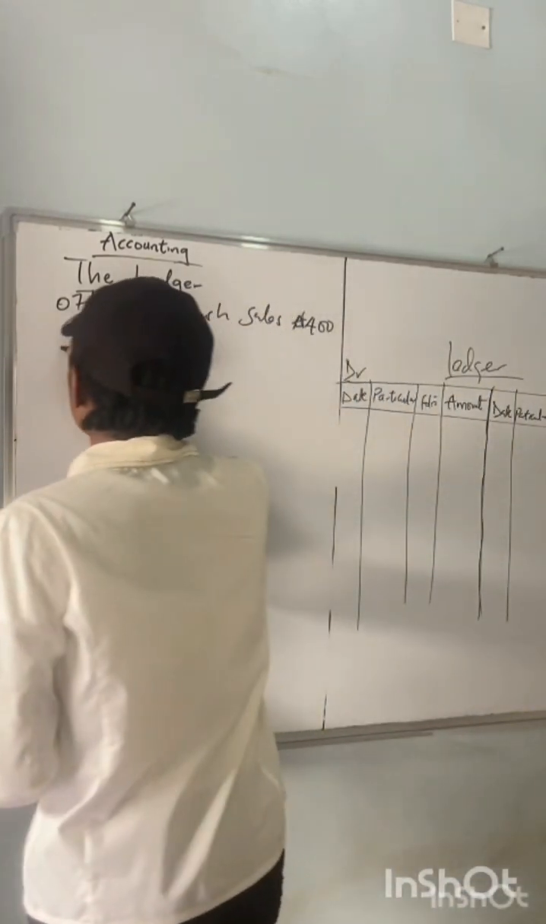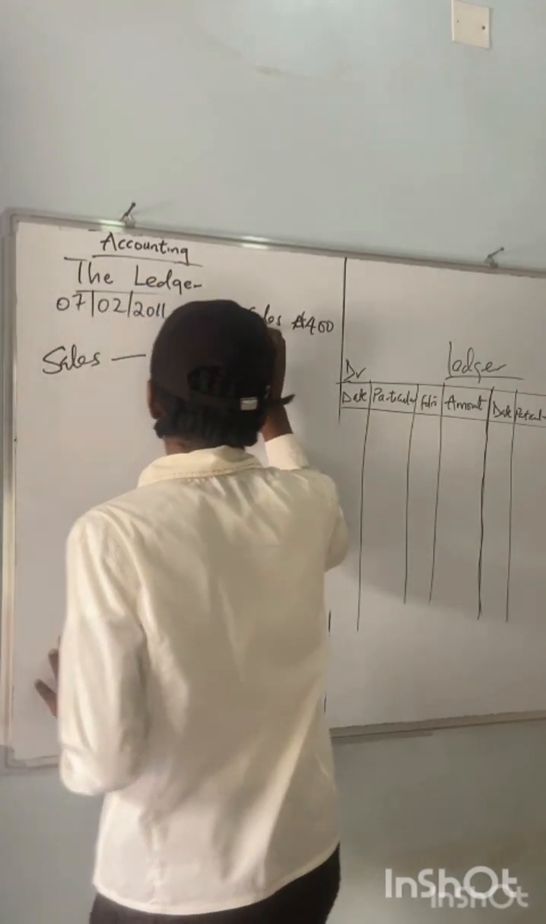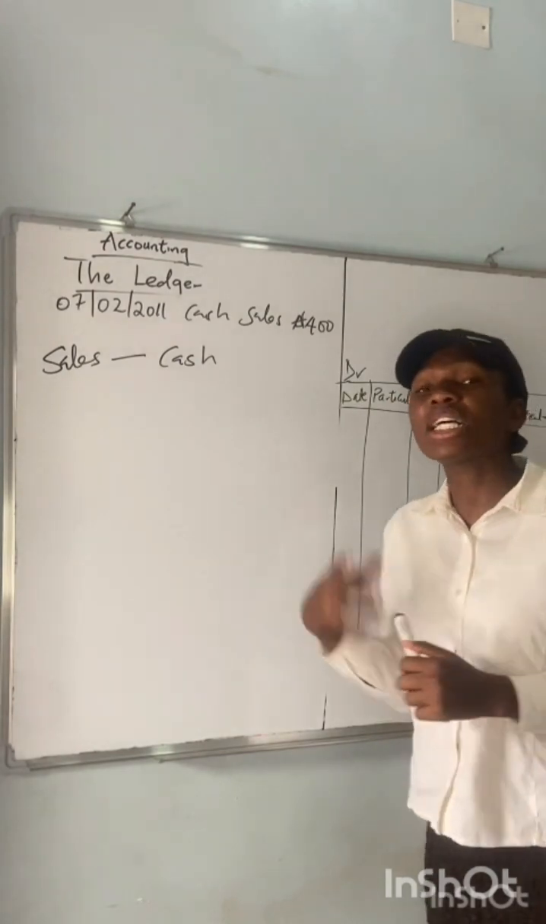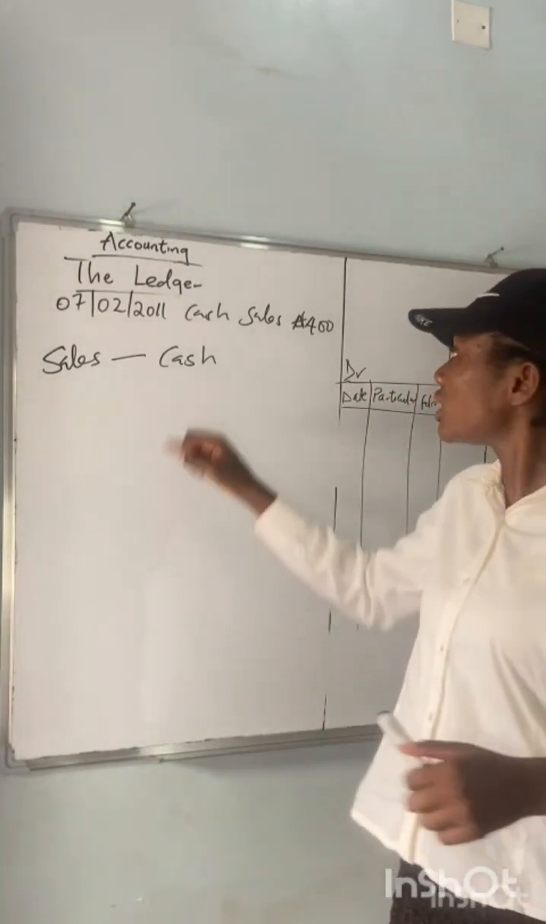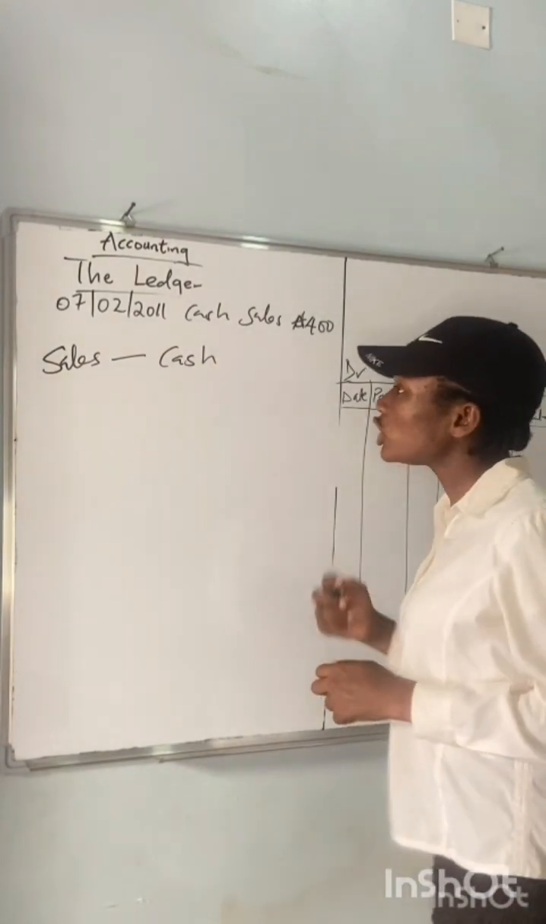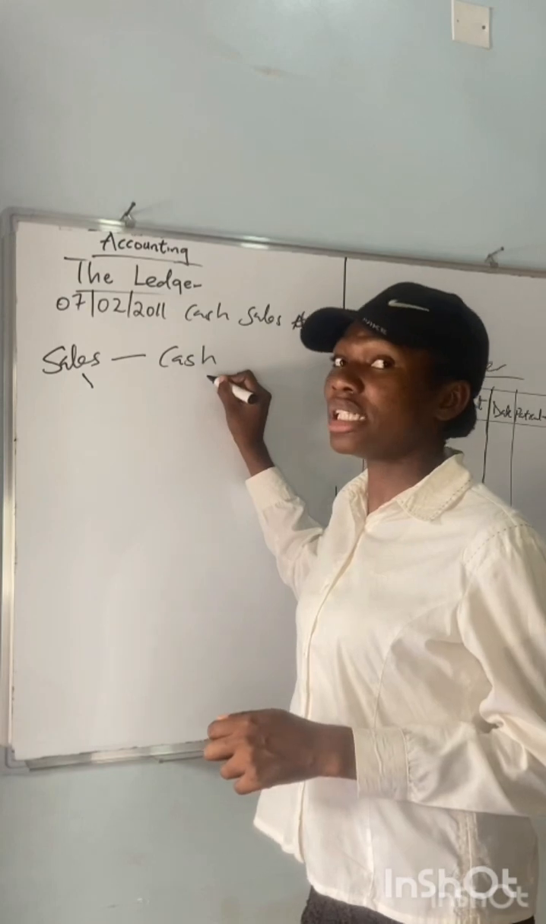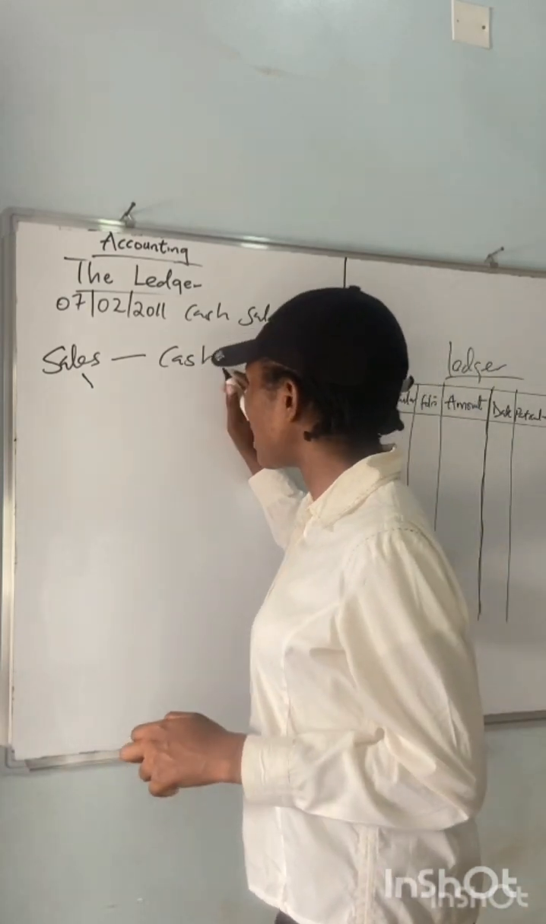So we have sales account here, and then we have cash account. These two accounts are affected because as we're selling, we're receiving money. That's why it is called cash sale. That means there was an immediate payment. Okay, now we're going to look, is our sales increasing? Yes. And our cash increasing? Yes, right? Our cash is increasing, our sales is increasing.